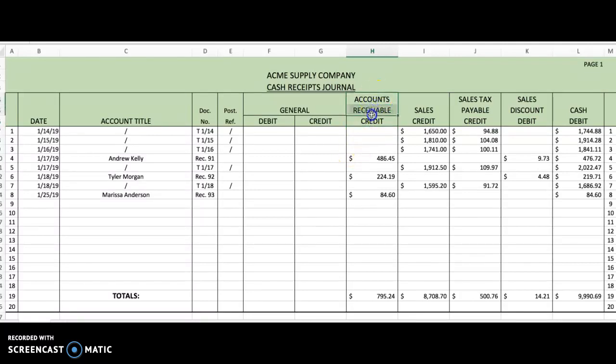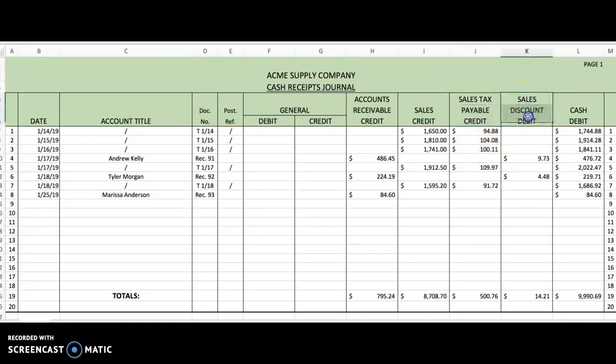So accounts receivable credit, that's an asset account. If people pay us, that means that account is reduced. That means it has to be credited. So that's why the column is labeled as such. Sales credit, there may well be sales credits, as we'll see. Again, that's a revenue account, increase on the credit side. Sales tax payable credit, we've had that now. In our sales journal, you should be somewhat familiar with that.